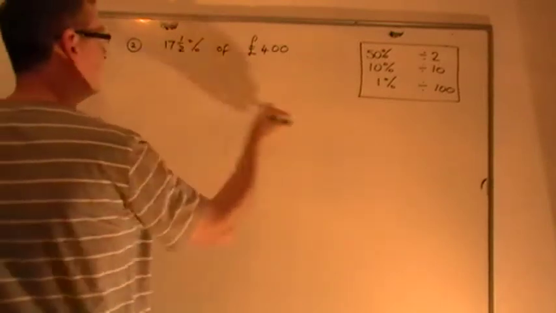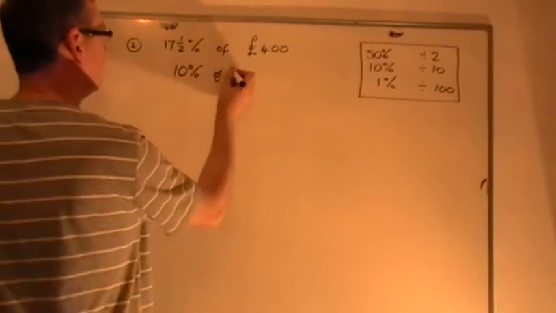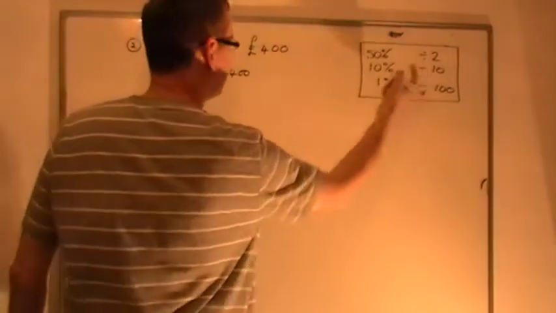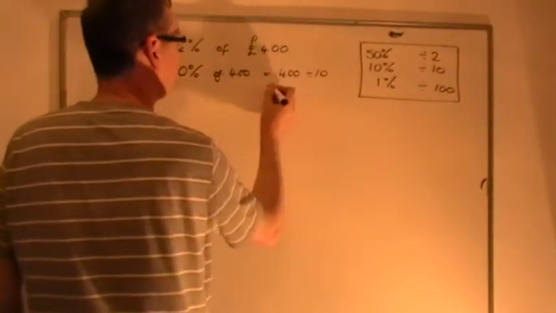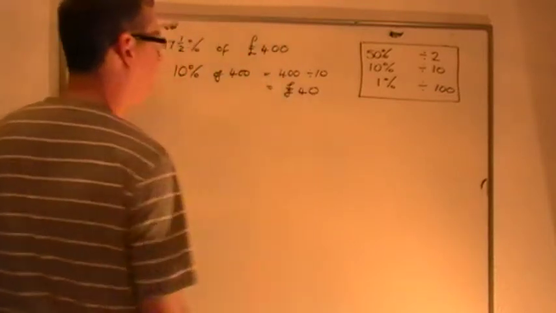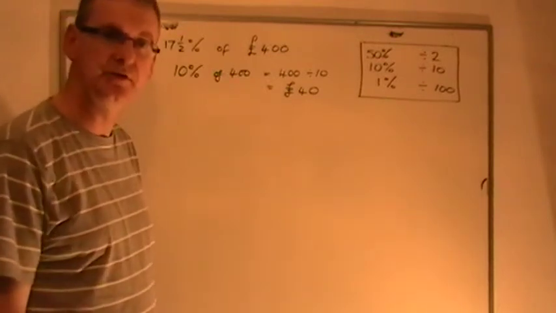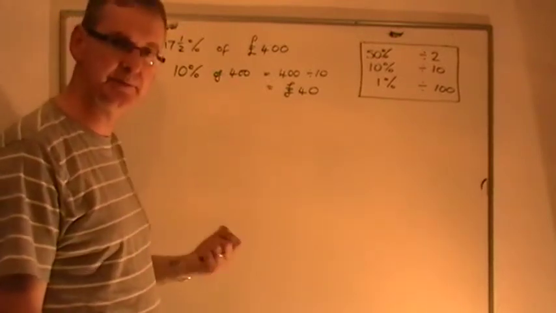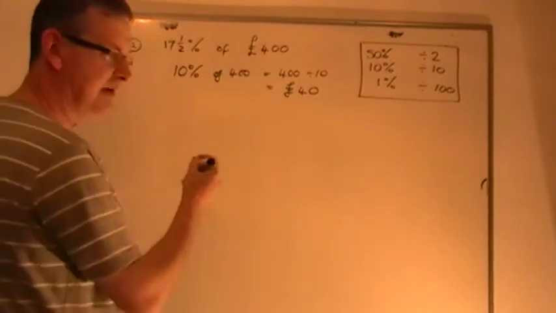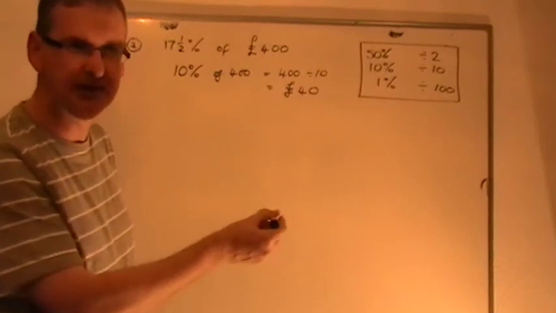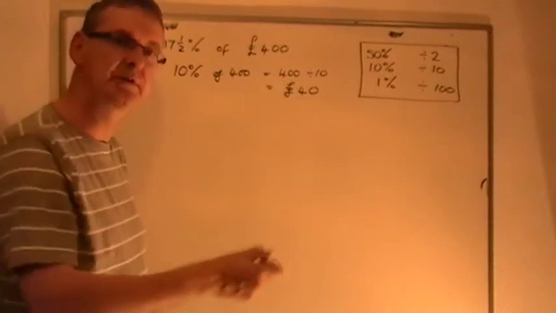So if you want 17.5% of that, first thing, work out 10% of 400. 10% share by 10. So 400 share by 10. You get £40. Okay, now a little trick that you should be aware of. 17.5% is a special one that you should learn off by heart. What you could do is, yes, you could work out 1%, times it by 7 to get 7%, and then take the 1% and halve it to get 0.5% and add all these things up.